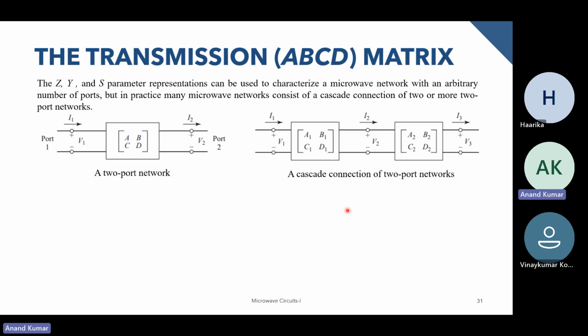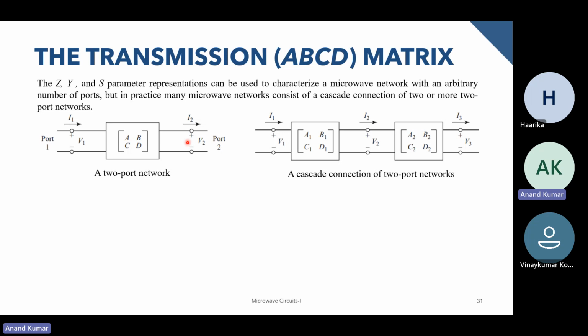Okay, so we'll start with the transmission matrix. We also call this the ABCD matrix because the entries of this matrix are A, B, C, D. Essentially, this is the most popular type of matrix if we are dealing with two-port networks. The thing is, they provide very easy calculation if you are dealing with a network which has a number of components, like cascaded.